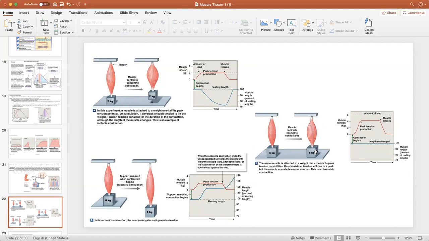When we activate the muscle, but do not change the length of the muscle, we can't move the load, it is isometric contraction. And then when the load becomes too much for the muscle fibers, but we're still actively trying to create tension and contraction, the muscle lengthens with contraction. So this is an isotonic eccentric contraction.